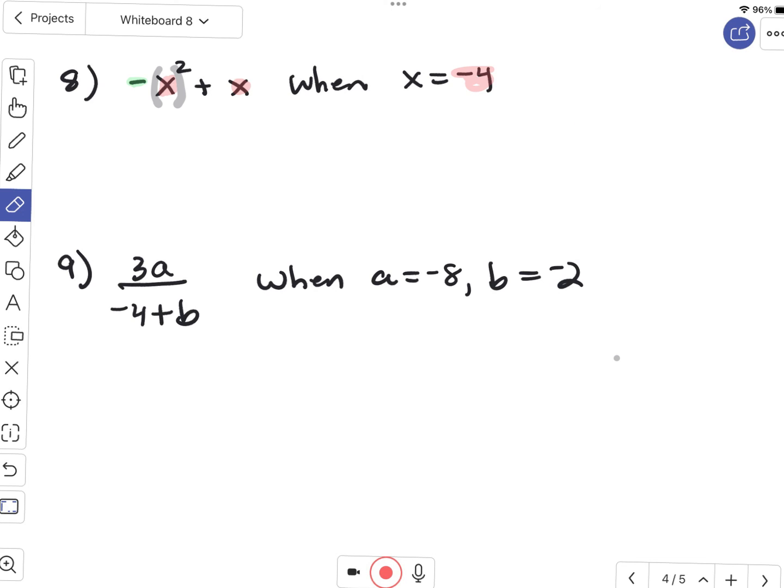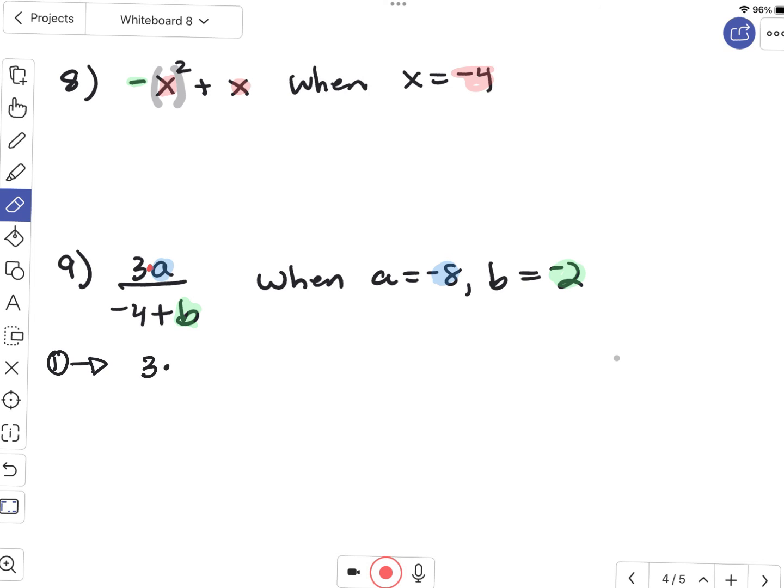So the last problem we're going to do, remember this means 3 times A. And we're going to substitute, where there's an A, -8. And where there's a B, we're going to substitute -2. So the very first step is the, what did I call it? The substitution step. We're just going to recopy.